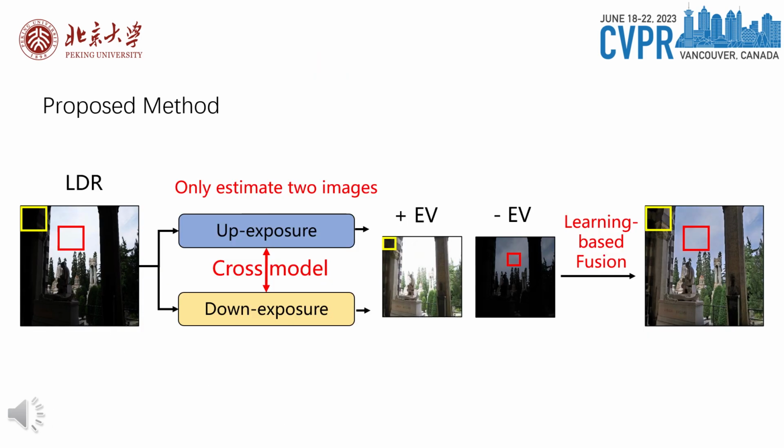This image shows the pipeline of the proposed method, which only estimates two exposure images with optimal exposure adjustment, adds the cross-model attention block to bridge the up and down exposure model, and introduces the learning-based fusion model so that the whole pipeline can be trained end-to-end.